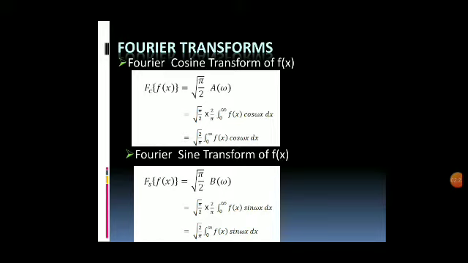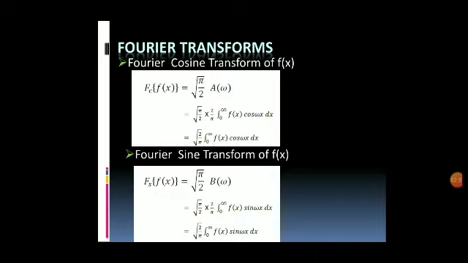Now the Fourier sine transform of a function f of x is defined as Fs of f of x, which is equal to root of pi by 2 B omega. B omega also we have studied earlier, that is 2 by pi integral 0 to infinity f of x sine omega x dx. So the formula now becomes root of 2 by pi integral 0 to infinity f of x sine omega x dx.